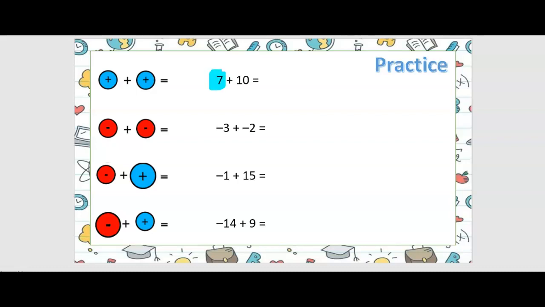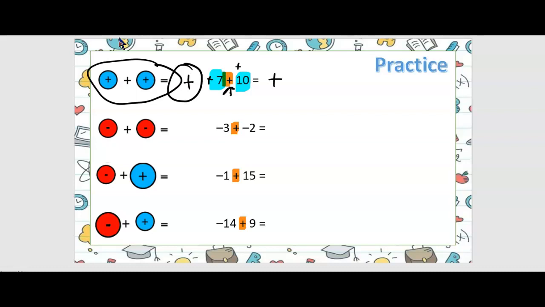I'll switch to blue for positive. These are all adding, by the way. This lesson's all about adding. What kind of integers have we got here? This is positive and this is positive. So which rule do we use? Two positives, the outcome stays the same, so the answer is going to be positive. When they're the same, we add. 10 plus 7, 17. There's the answer, positive 17. Two negatives: when they're the same, we keep the same sign and add them together. 3 plus 2 is 5.